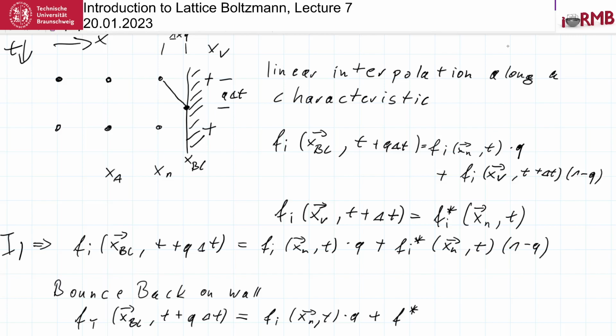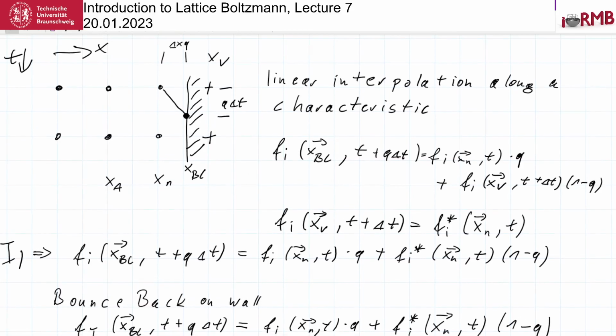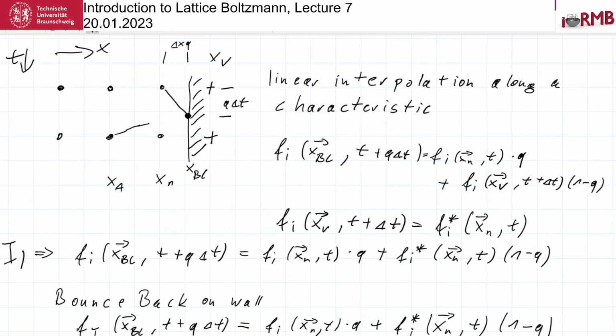So this is wrong in my notes. Fi xn and t and 1 minus q. Okay. So now we are here. From there on, we want to get to this place, and we do this by an interpolation from this location to this location. And for this, we take the link that is going here.